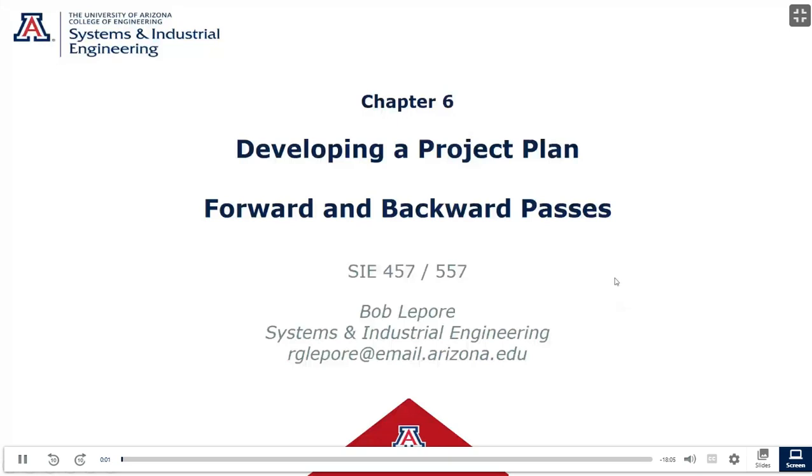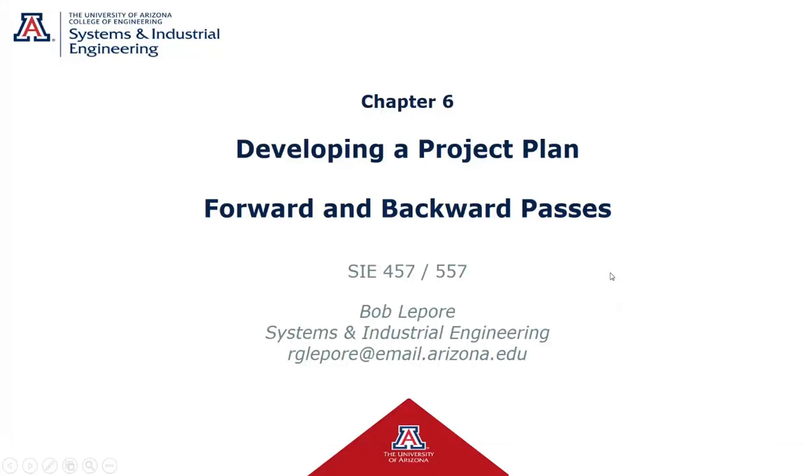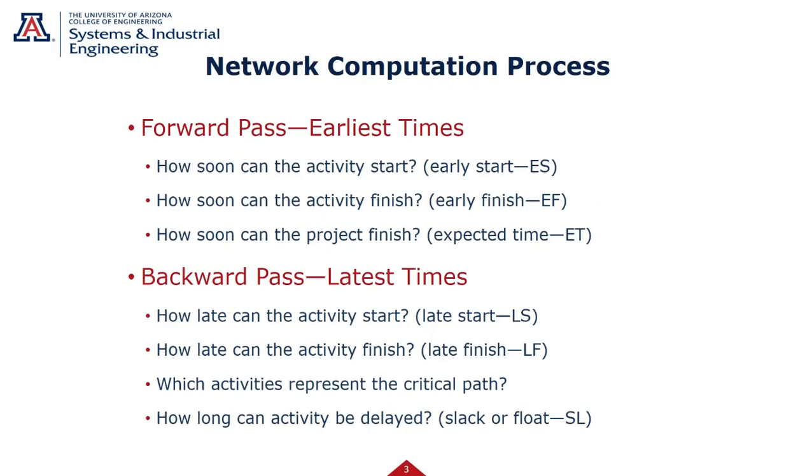Okay, we are in Chapter 6, Developing the Project Plan. In the first lecture, we learned about the network diagrams and how we link the tasks in there. Now we're going to take those diagrams and do a forward pass on them and a backward pass, and you're going to see how that benefits us. So, forward pass. We're going to get from that how soon an activity can start. Activity is a task. How soon an activity or task can finish. But the main thing we're going to get is how soon can the project finish.